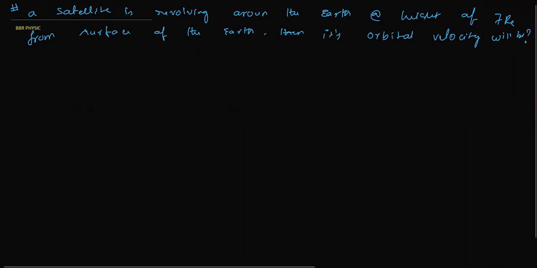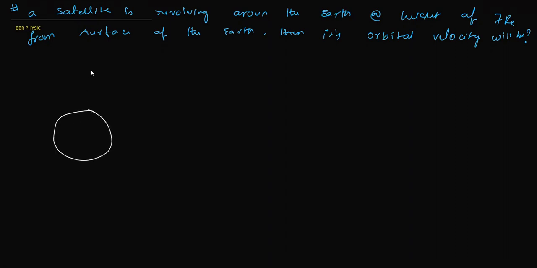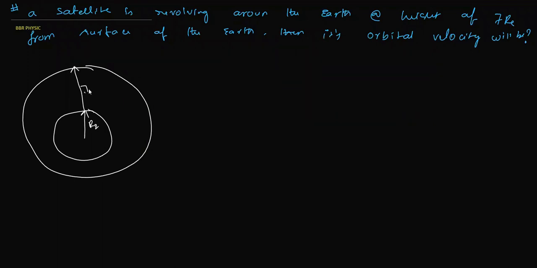See, in the question they're giving data. We need to make one diagram. According to the given data, we can make it like this. From here to here is RE, we know that. From here to here, they told you 7 RE. And we know the satellite is revolving here with orbital velocity V0.